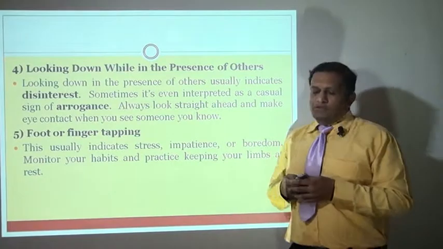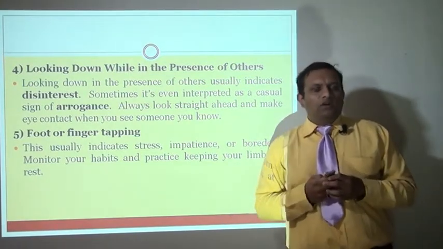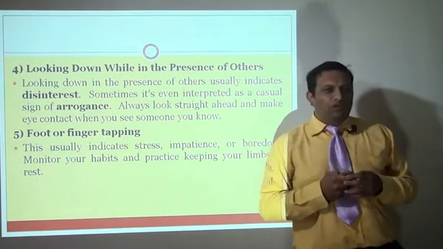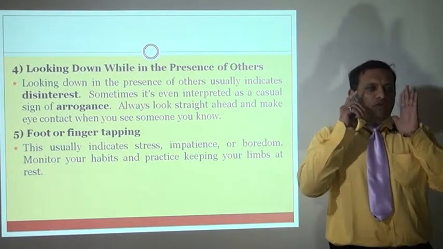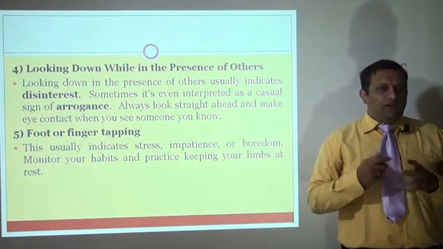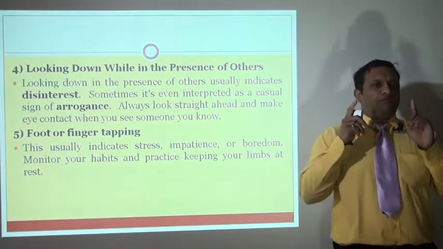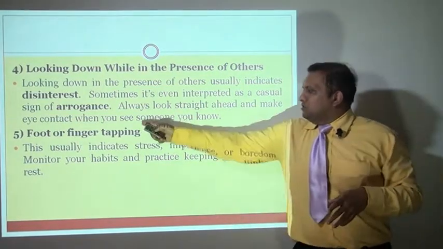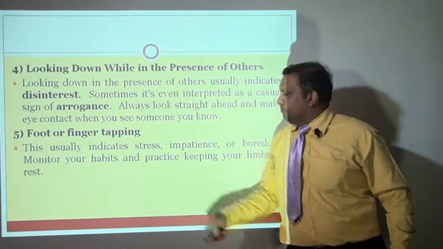Looking down while in the presence of others. This is a sign of frustration or negativity or a very bored frame of mind or nervous frame of mind. Whenever you are looking at people, as we saw earlier, we should have good eye contact. Instead, if your eyes are down, it is a clear sign that the receptivity from the other person to you is not coming. It also conveys arrogance, and it also means that you are not interested.